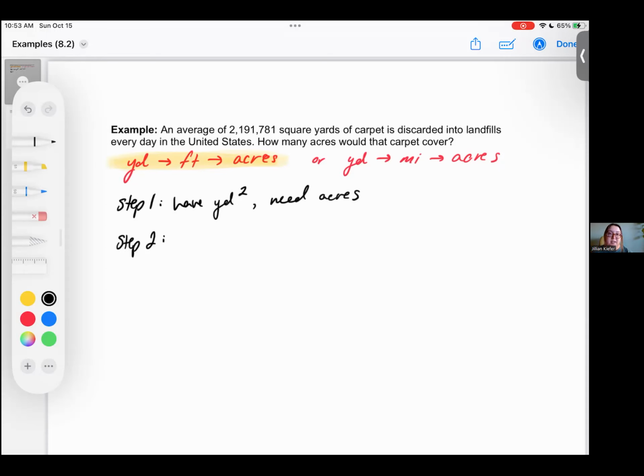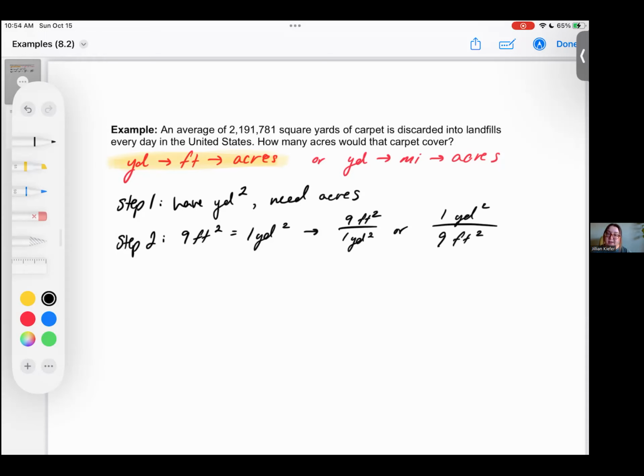Step 2 is to find the relationships between the things that we want. We said we're going to choose yard to feet and then feet to acres. So those are the ones that we're going to end up using. We have that 9 feet squared is equal to 1 yard squared, which also allows us to say 9 feet squared over 1 yard squared, or 1 yard squared over 9 feet squared. So we'll decide which one to use when necessary.